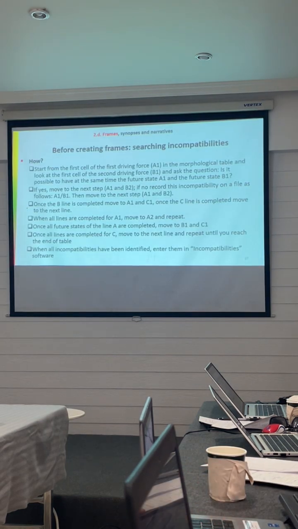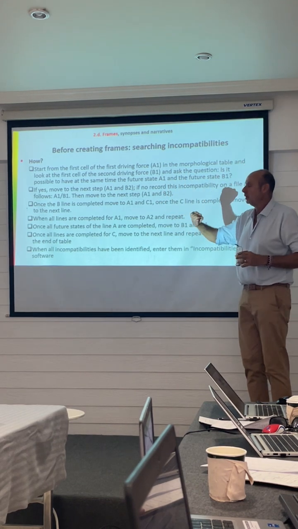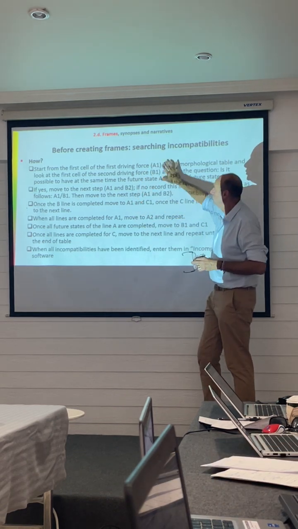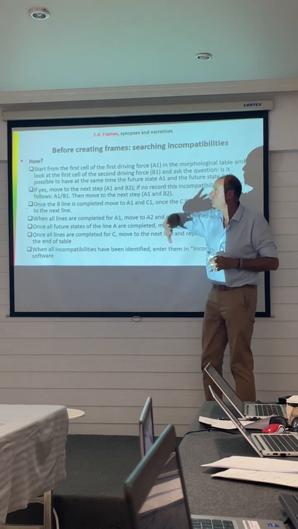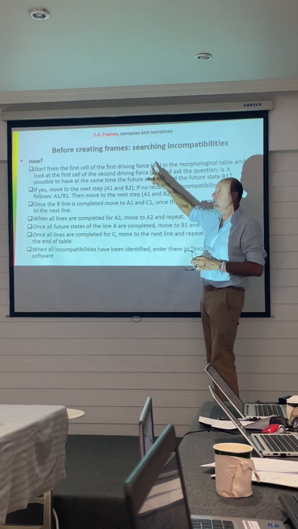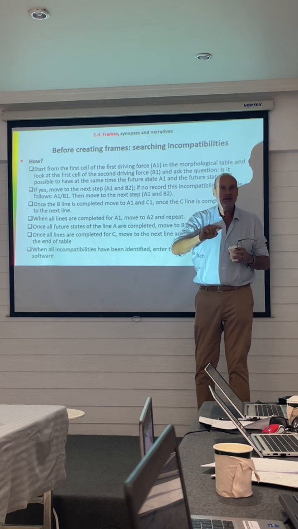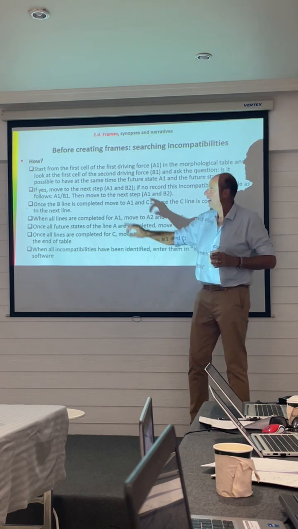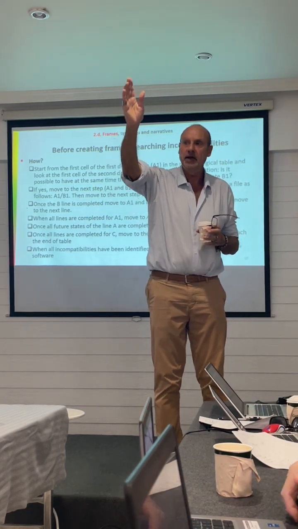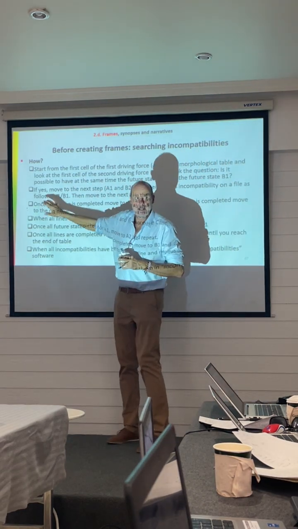Okay. Now, just to remind you, please pay attention to me, please. Always. Remember how to identify, search for incompatibilities. This is what we've done. We started from the first driving force future state, A1, and we looked at all the other lines, B, C, D, E, until we completed, and then we move to A2, but in this case I shared the work. One group did A2, one group did A3, A4. So once the A line is finished, then you move to the B line, and you do the same.